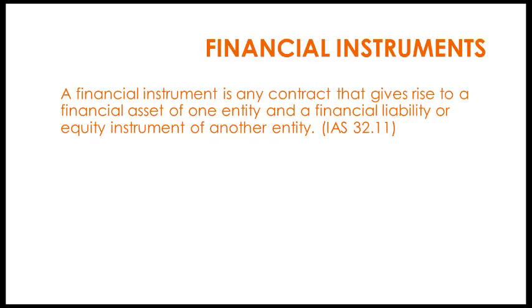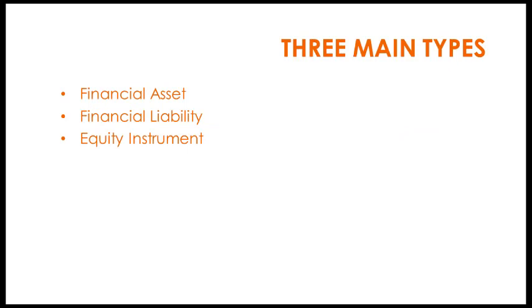When you talk about financial instruments, a financial instrument is any contract that gives rise to a financial asset of an entity and a financial liability or equity instrument of another entity. That is defined under IAS 32.11. Now we have three main types of financial instruments that we will discuss later on: financial asset, financial liability, and equity instrument.